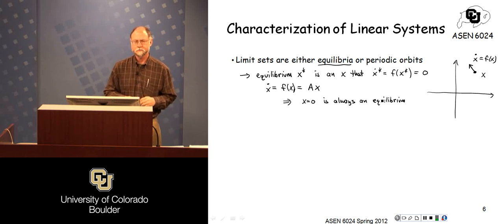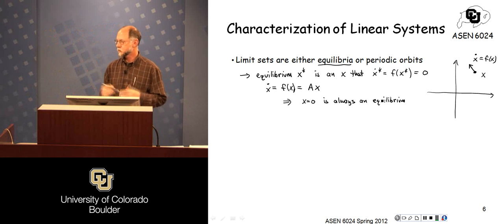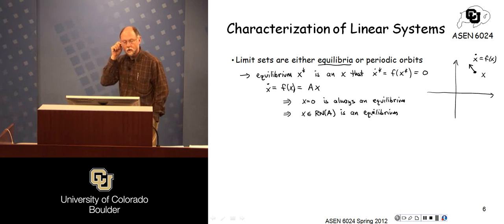Are there any others? Are there any other ways that x dot could be 0 here? Yes? Right null space. Anything in the right null space of A. That's right. Any x in the right null space of A produces Ax equals 0. That's what the right null space means, right? In fact, that encompasses the first one we just solved, right? 0 is always an element of the right null space. Okay? So x in the right null space of A is an equilibrium, which includes 0. Are there any others?